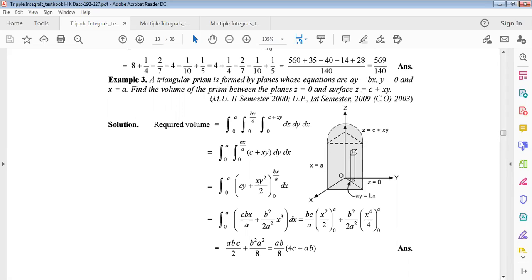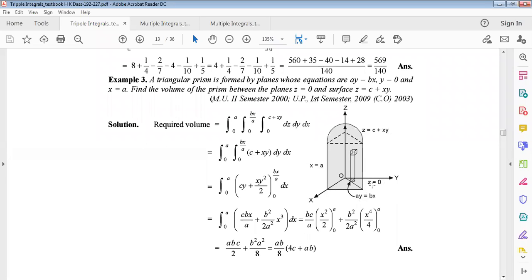Now we have to draw the geometrical interpretation of this triangular prism. This is the prism, and it forms this whole region. In this, this is the y-axis, this is the x-axis, and this is the z-axis. So z equals c plus xy at this point, and at this point x equals a, and this plane is z equals 0. Remember it. This is the xy plane, and this plane is z equals 0.